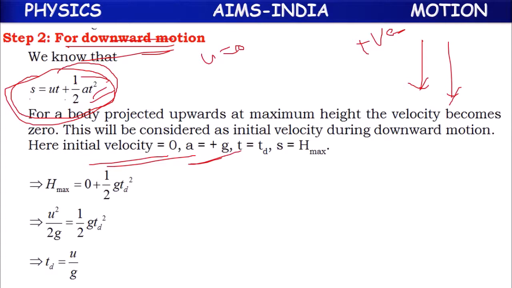How much time will it take for falling down? This is the time of descent, taken as td. This distance is nothing but h max. While throwing, the height it went up, the same amount of distance it will come down. So we can take the distance as h max.